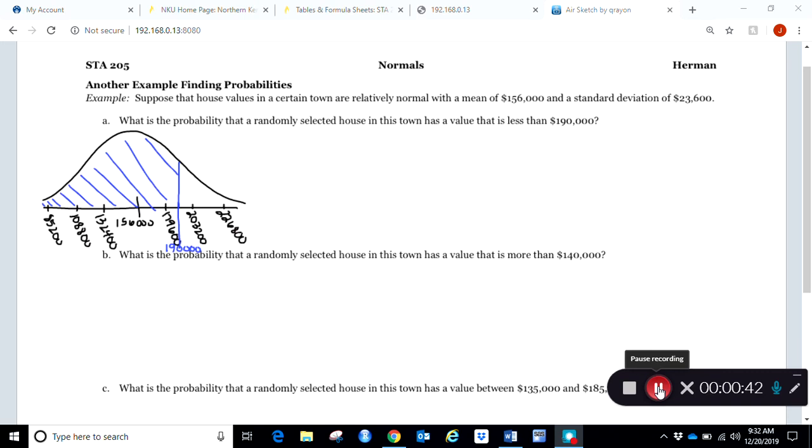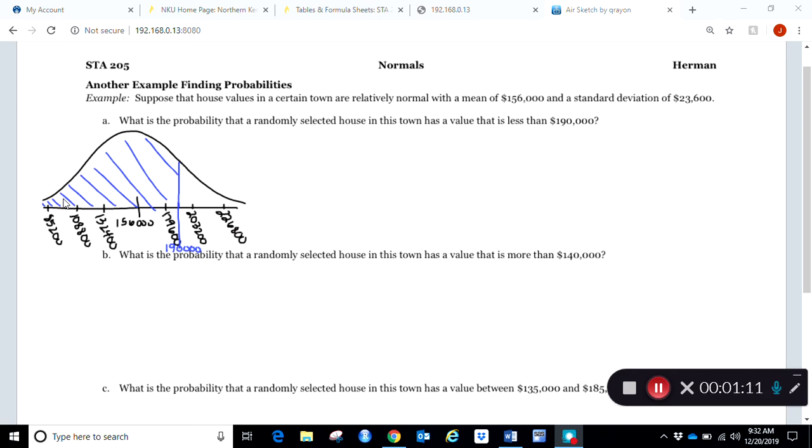Now first we can see for part A if we have the same picture. So my mean was 156,000 and the standard deviation was 23,600. So each of my steps you see here is that distance of 23,600. In part A, it asks for less than $190,000. So here's roughly where $190,000 is. And since it says less than, we're going to shade left.